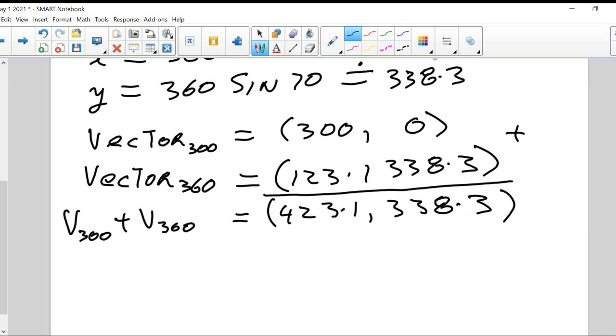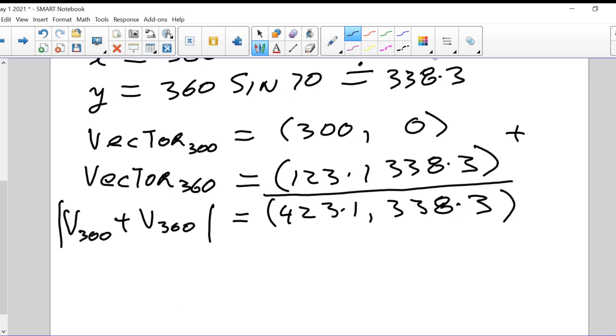Think back again to R2, right? What is the magnitude of this vector? The vector has the components 423.1 and 338.3. Does anybody remember how we find the magnitude? So I'm trying to find the magnitude of this vector, right? Does anybody remember how we did that? So I have the two components, 423.1, distance formula.